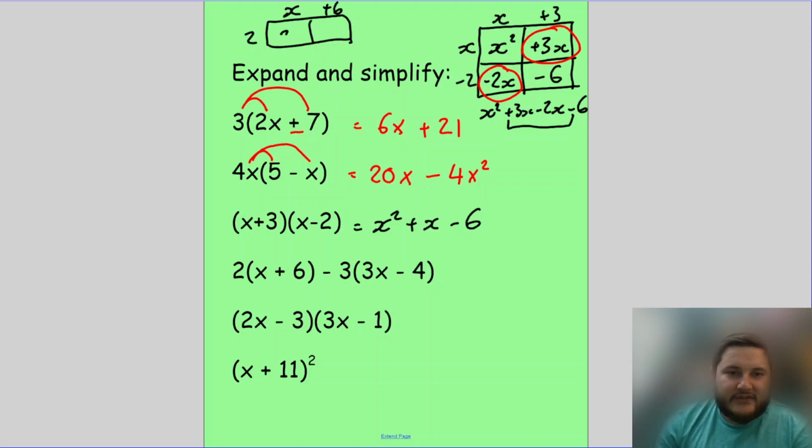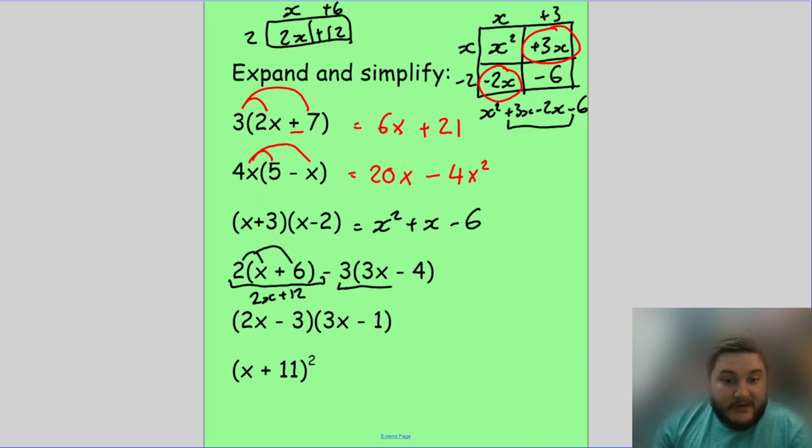2 times x is 2x. 2 times 6 is 12, and it's a positive. So the answer of this part here is going to be 2x plus 12. And again, you would have got the same answer if you would have done the line method. It's just a different way of representing the same thing. And here, whatever method you would do, you would get 9x.